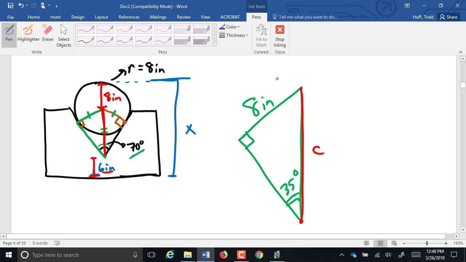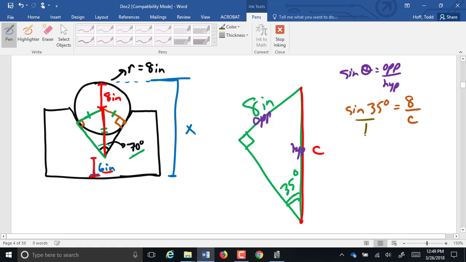How do I find C? Yeah, well, this is the opposite side, and this is the hypotenuse, so it is going to be a sine. And of course, I do usually write out the definition. Sine theta equals opposite over hypotenuse. Do I know the angle? Yes, I do. 35 degrees. Do I know the opposite side? Yes, that's the 8 inches. The hypotenuse, of course, is what I'm looking for.